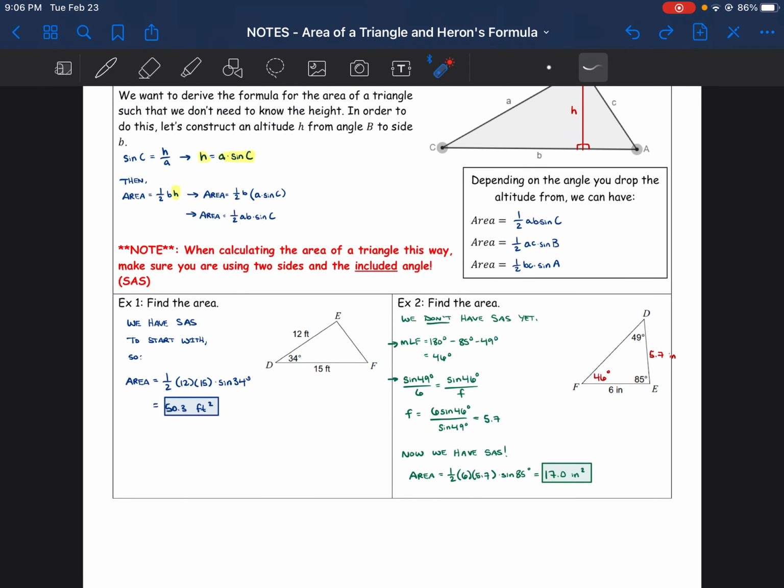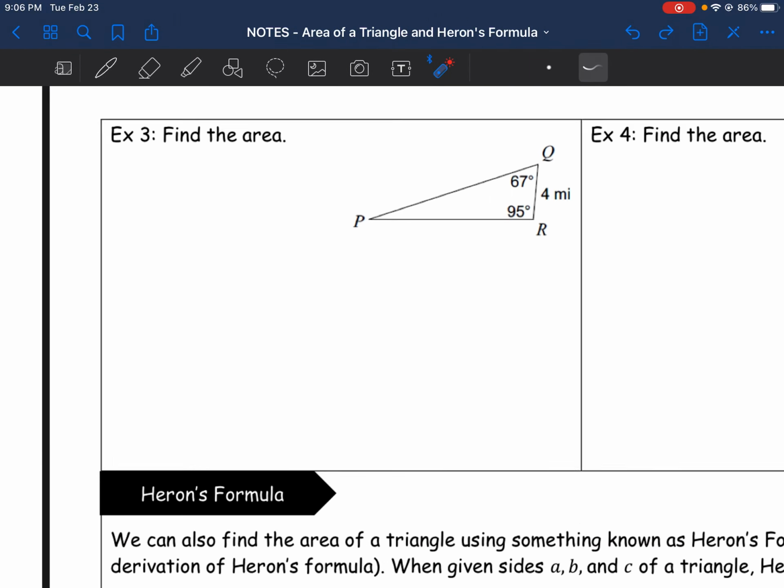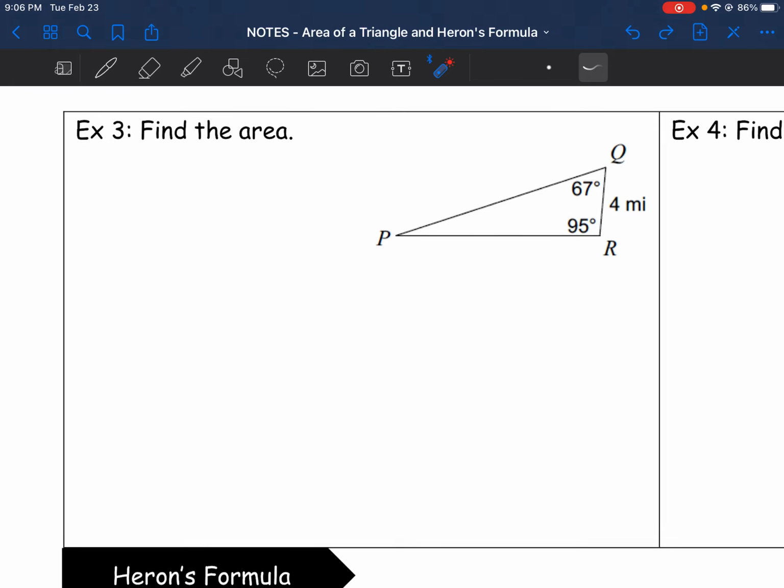Okay, it's not that bad. Example 3. This time we have an angle side angle. Again, that's not SAS, that's not side angle side.